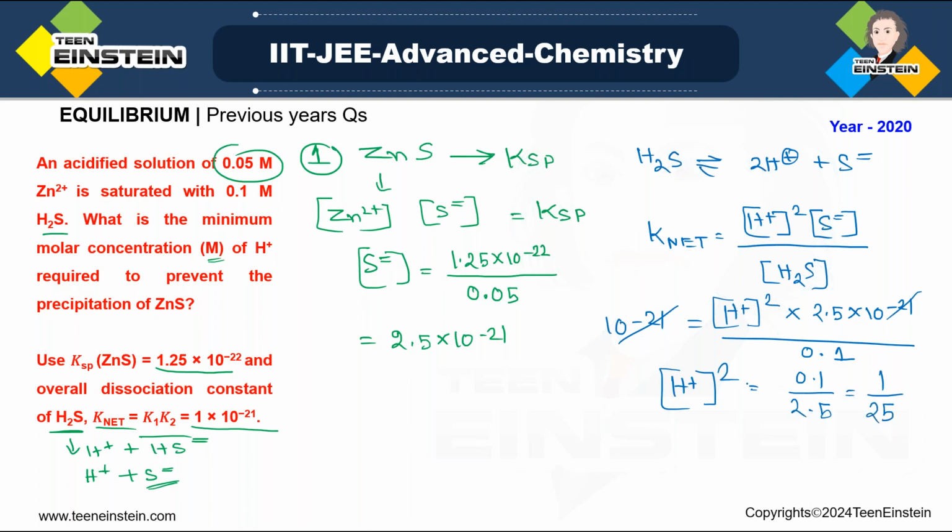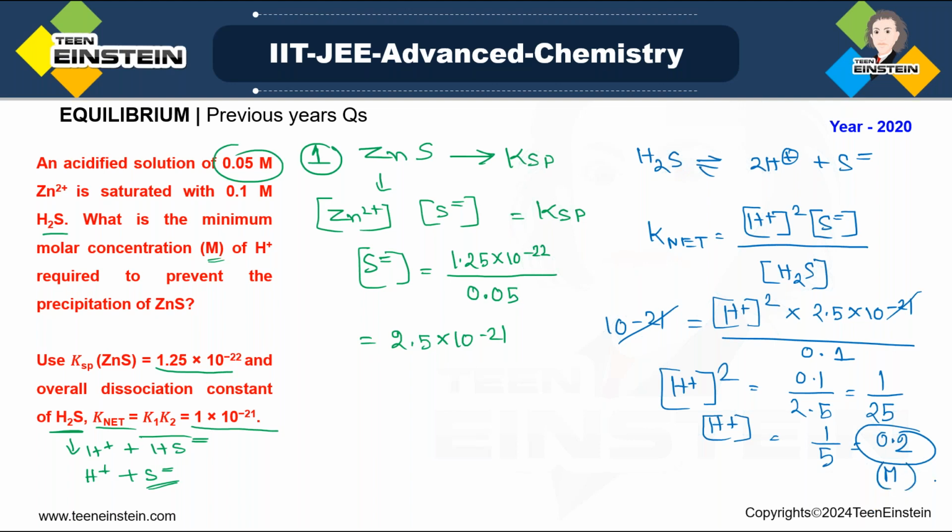Okay. So if you remove this square, it will be 1 by 5. So this is your final answer. That is the minimum H+ concentration. Obviously, it is in molarity, which is 0.2.